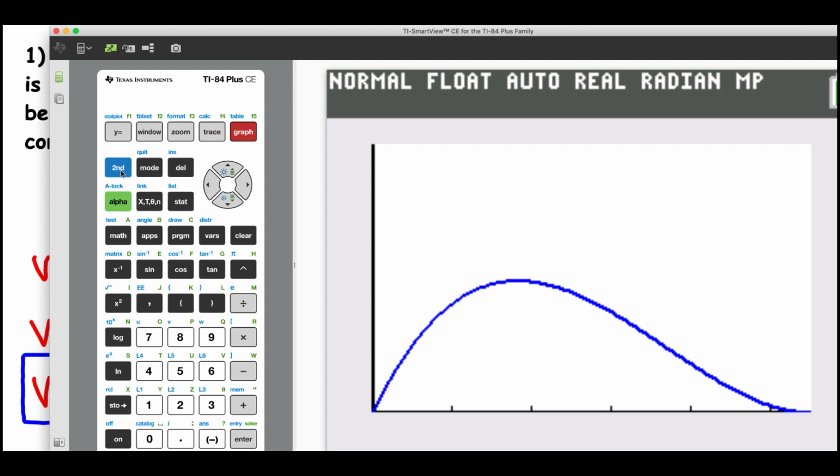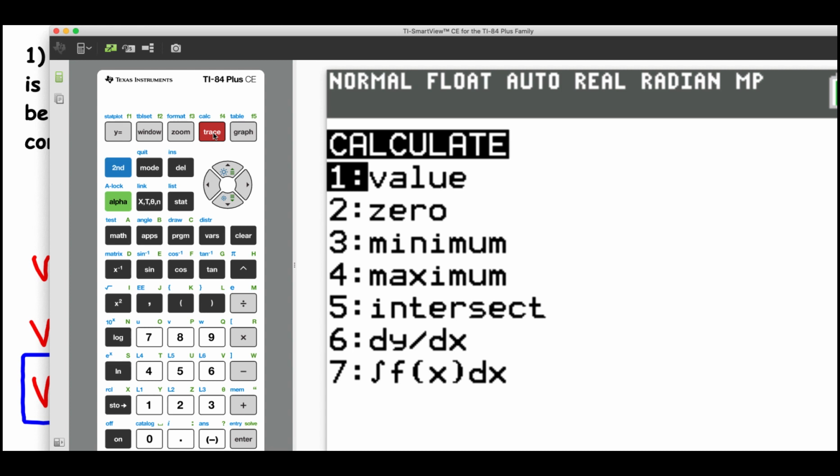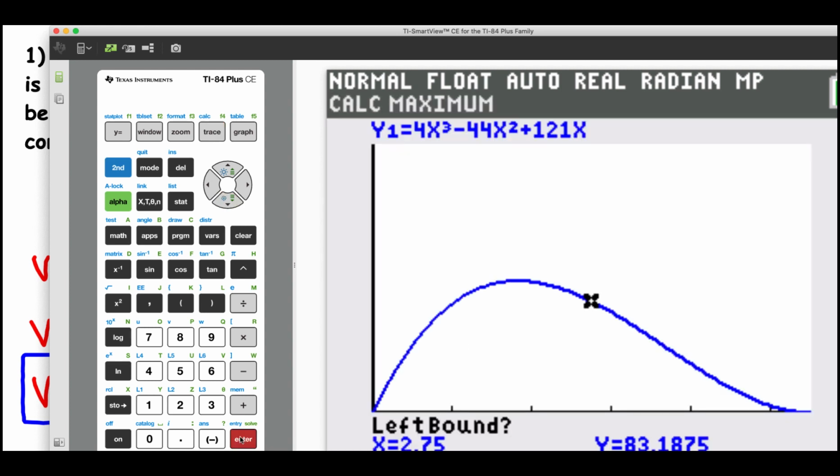If you were in pre-calc, you would go second calc maximum, number 4. I could just type a 4. I'll cruise down there. Left bound.